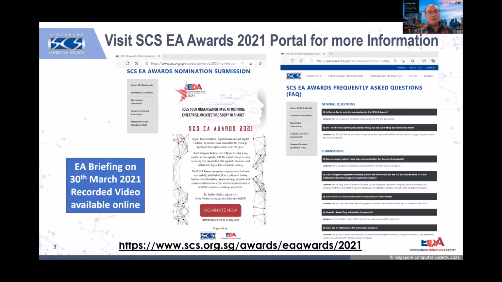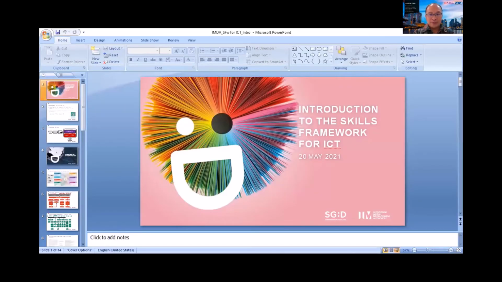For more information, please visit our website, scs.org.sg/award/year award 2021. All the information is there, and there is also a recorded video briefing on these awards. So with that, I would like to invite Benjamin and hand over to him to introduce to us the ICT skills framework. Benjamin, over to you.